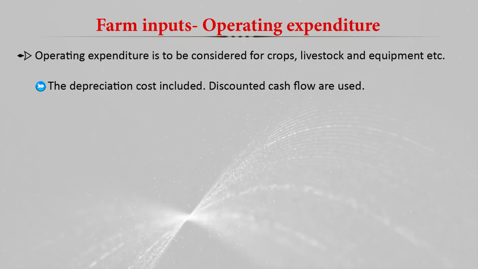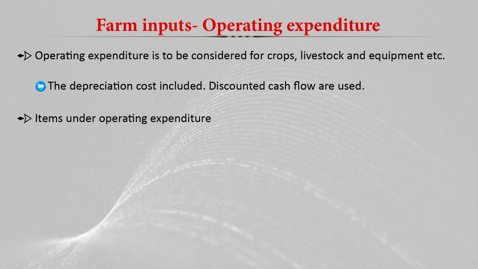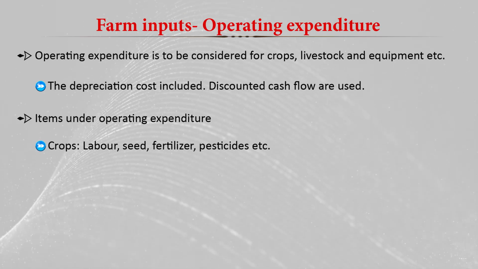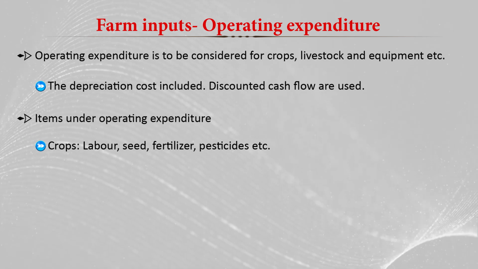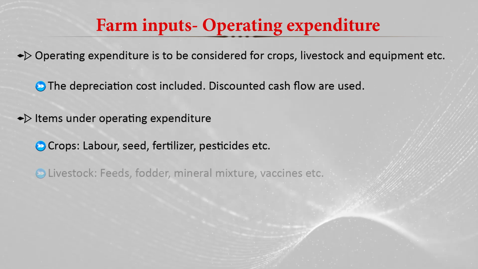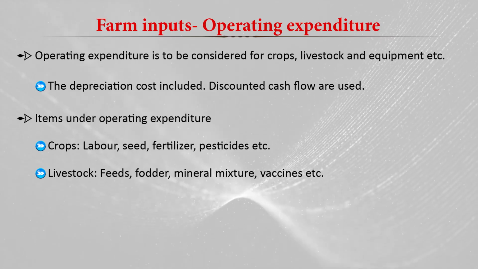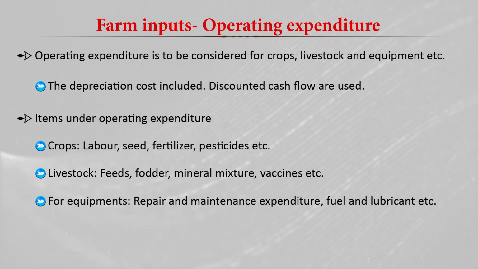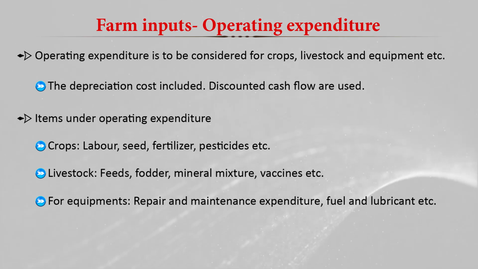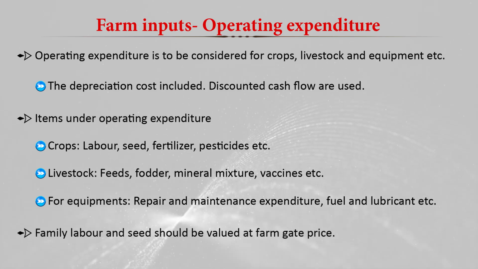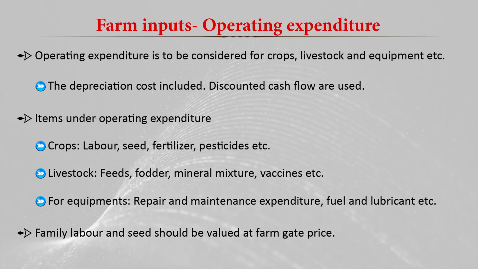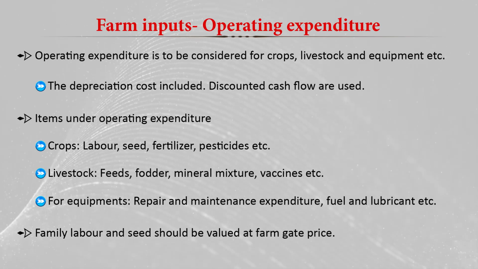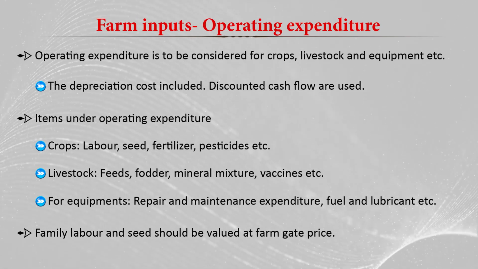And there are different items under the operating expenditure. In case of the crop, we have to include the cost of the labor, the seed, fertilizer and pesticides. In case of the livestock, feed, fodder, mineral mixture, vaccine cost. And in case of equipment, we have to include the repair and maintenance expenditure, the fuel and lubricant requirement for running the machinery. And if you are using family labor or seed which are produced at the farm, we can value the family labor and seed at the farm gate prices.